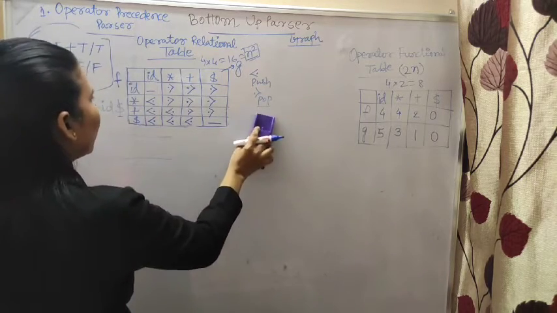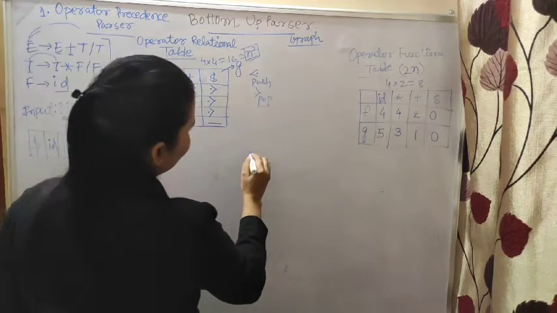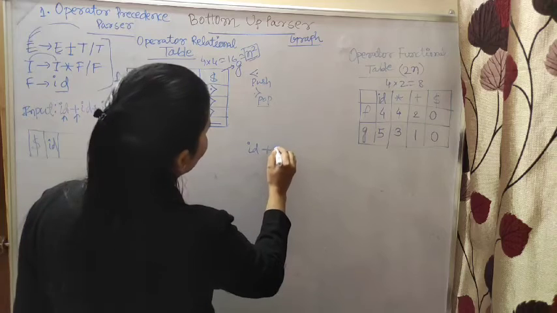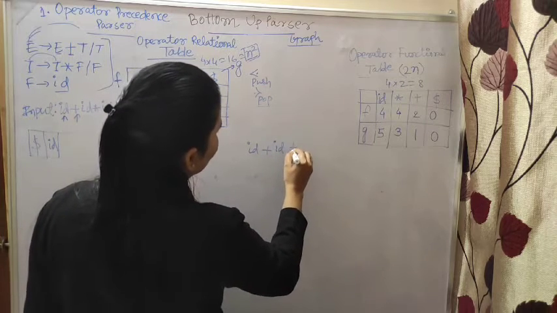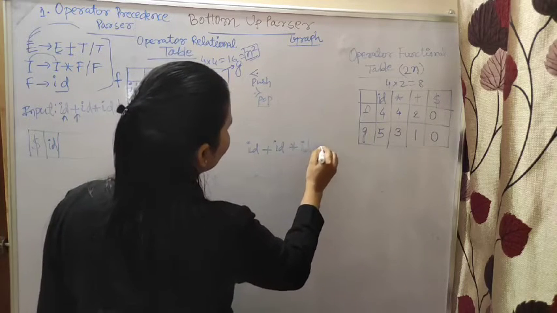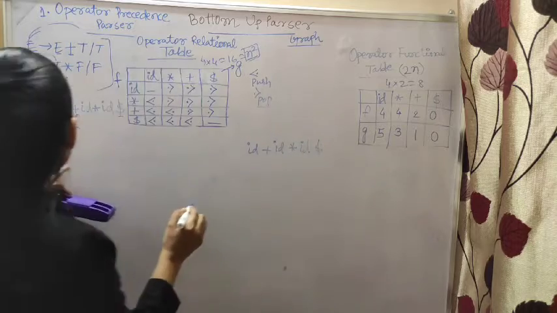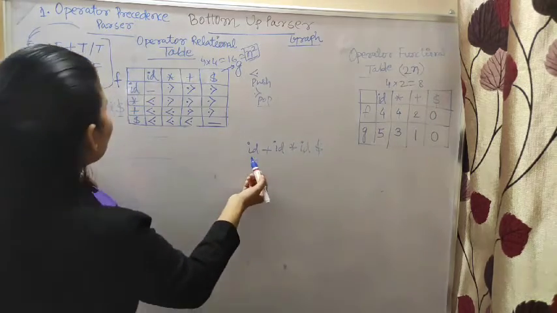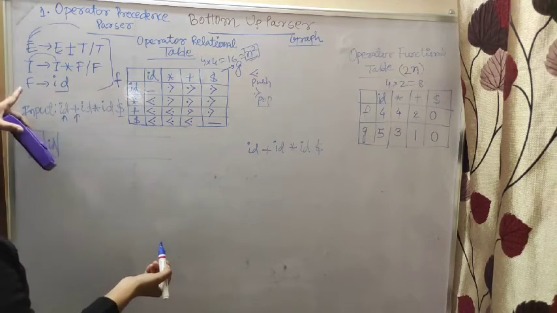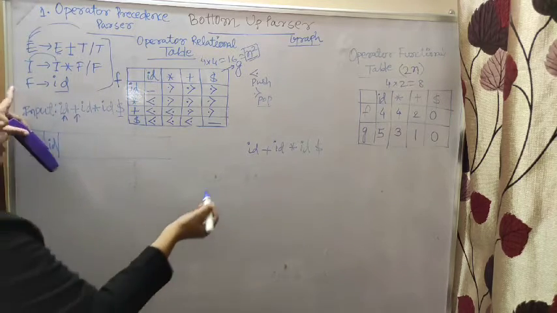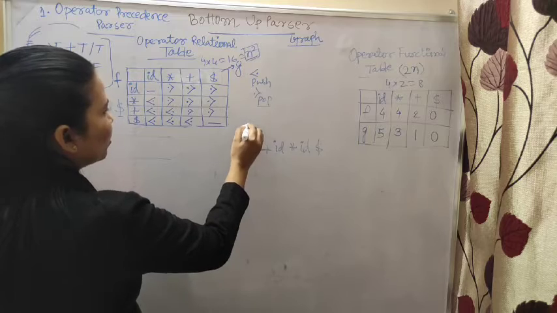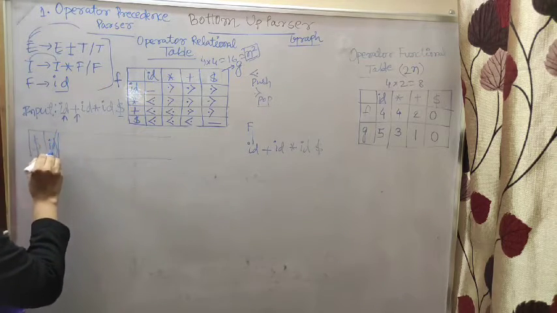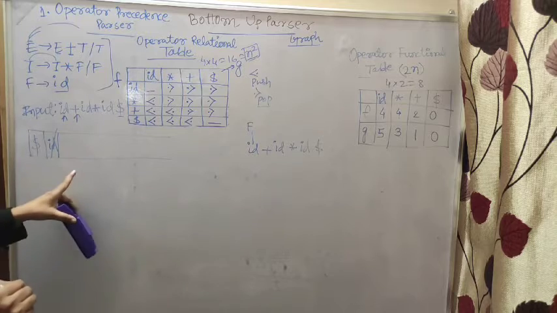Sorry, don't write E now. What is given? id plus id into id and dollar. When id is popped, it is reduced to F. Write down F. Pop it, id. Is it clear?